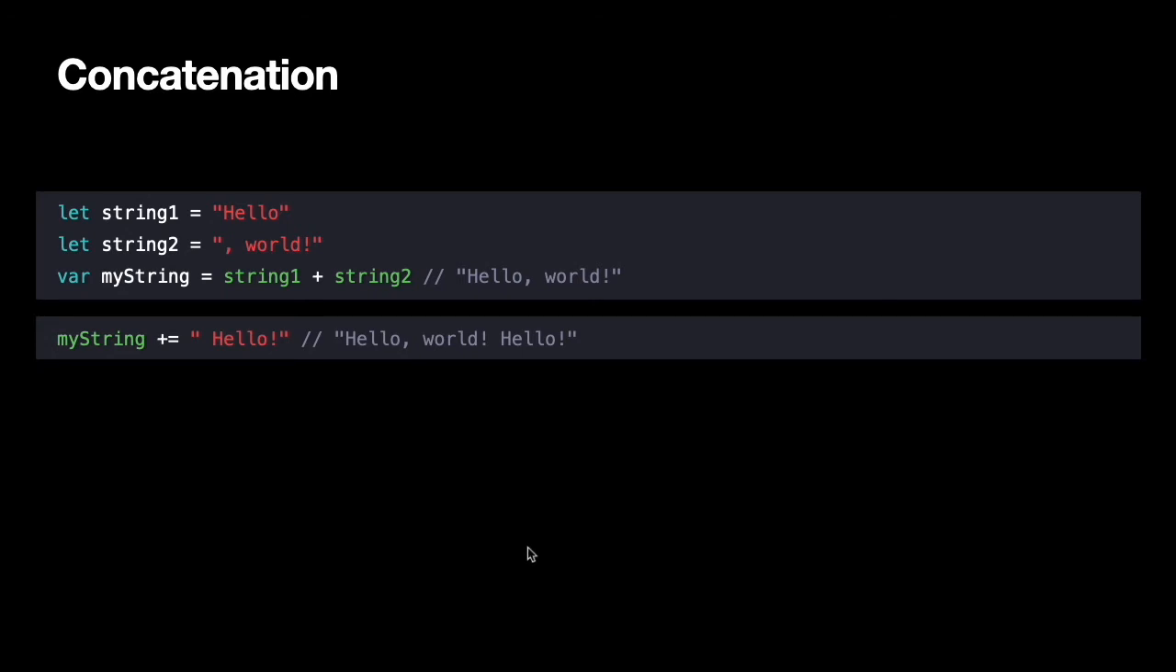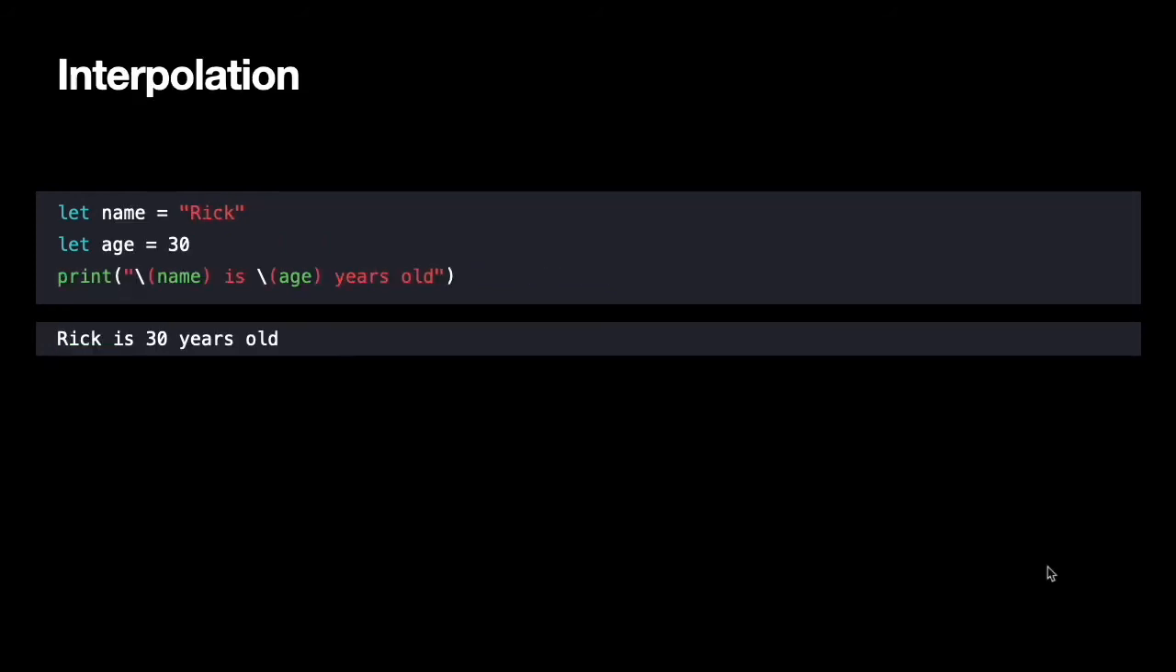We can concatenate two strings together by adding them. So here we have two string constants, and we use the addition operator on the two strings, and it results in a new string which we put in a variable. Alternatively, we could use the plus equals operator. So in this case, we're taking our variable myString and we're appending another string literal to it, resulting in myString being longer. Adding strings together can be inconvenient, so Swift supports what's called string interpolation.